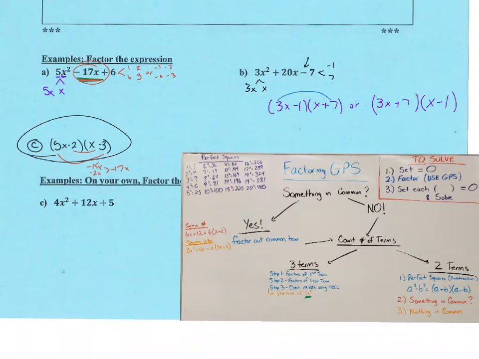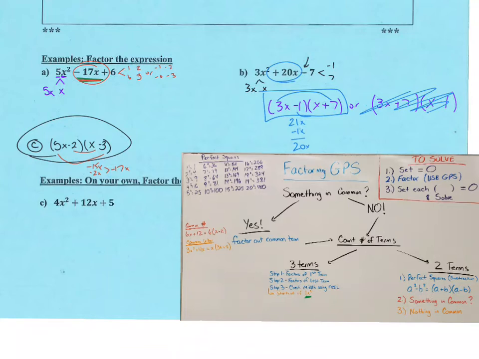So I do the outside. 3x times 7 is 21x. I do the inside. It's minus 1x. Together, that's 20x. That's what I want in the middle. So this is the right combination. That's our biggest goal right here, to figure out which is the right combination. That's it. We've done the whole thing.